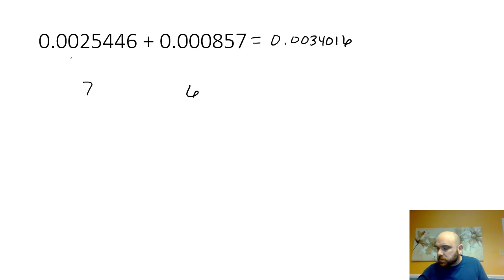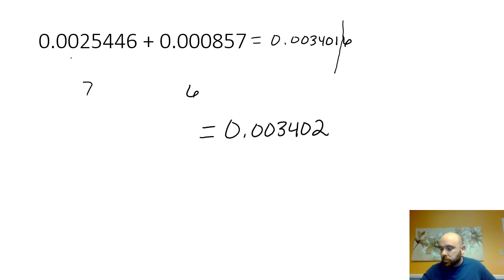0.00034016. And we want to round off at this position here because that would be 6 decimal places, and we're trying to round to the lowest number of decimal places. The 6 is greater than 5, so that's going to change our 1 to a 2. That means the answer to this one is 0.003402.